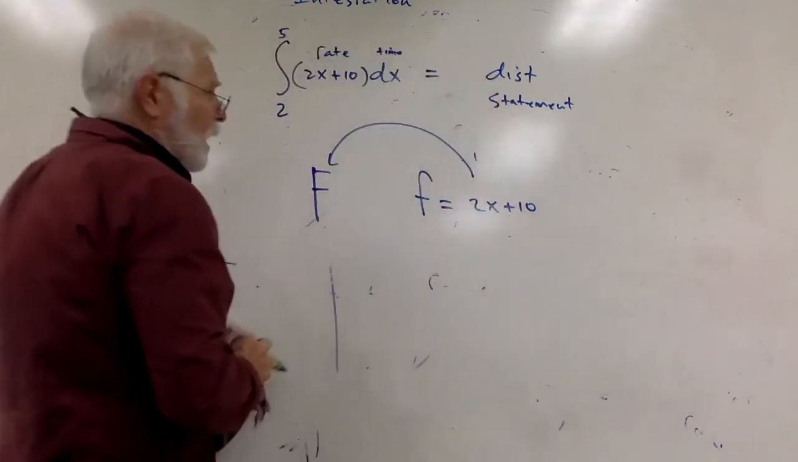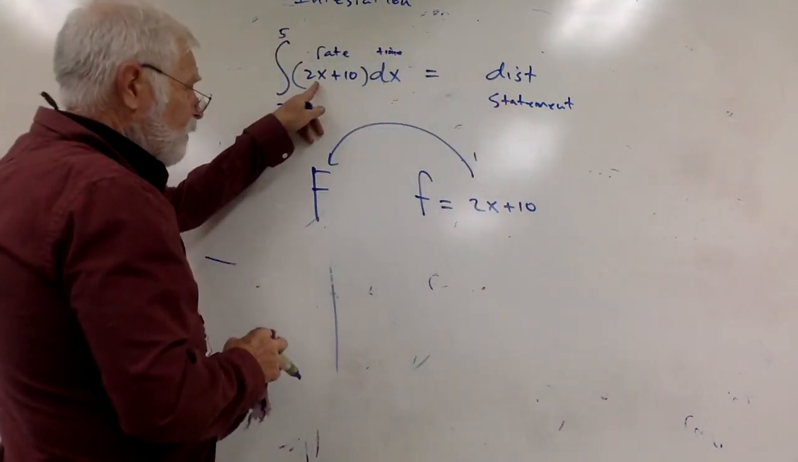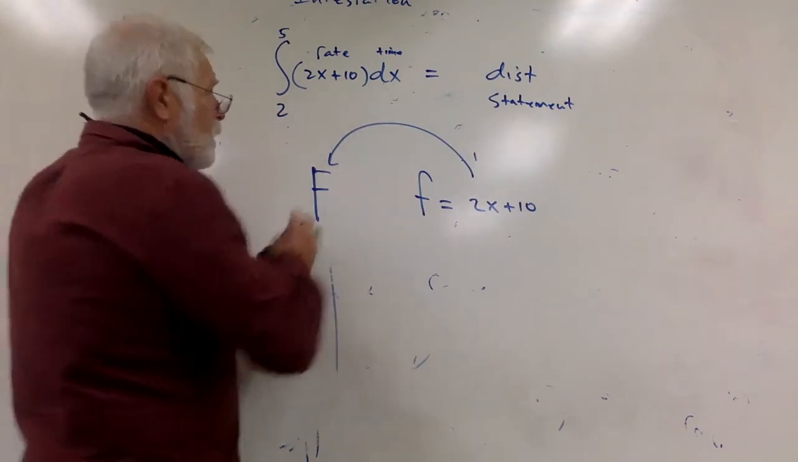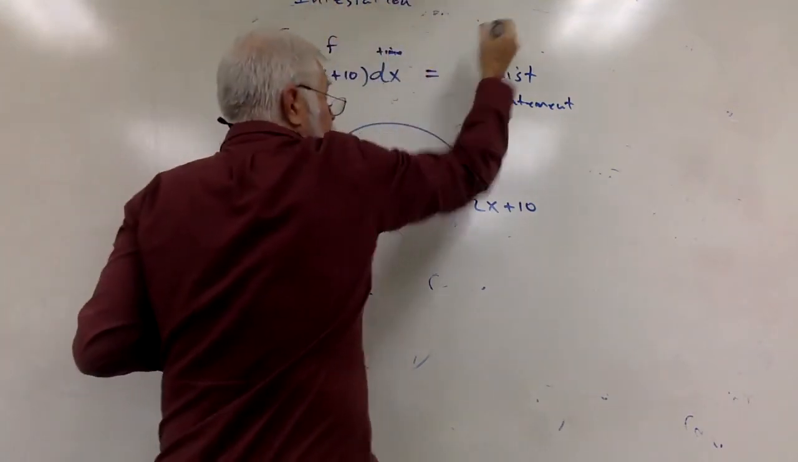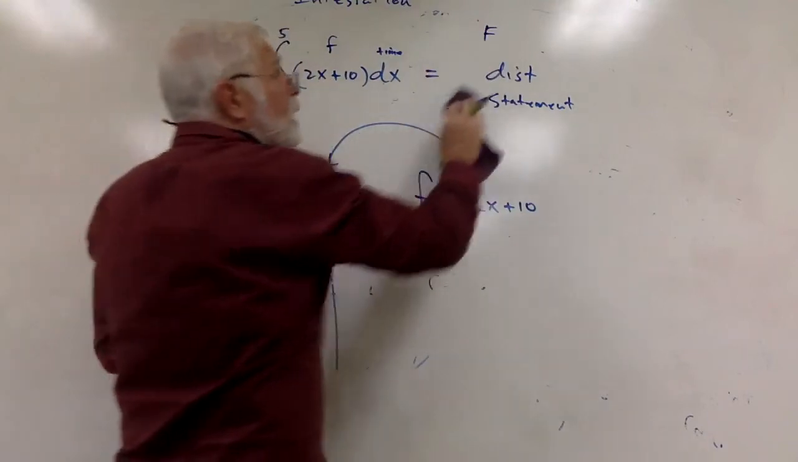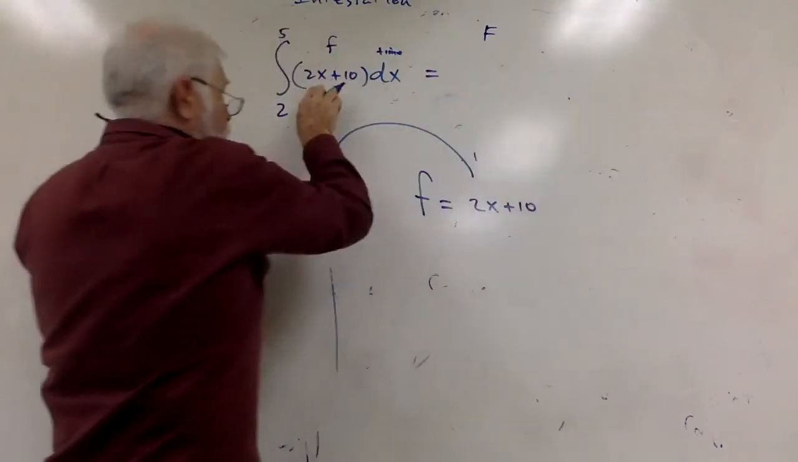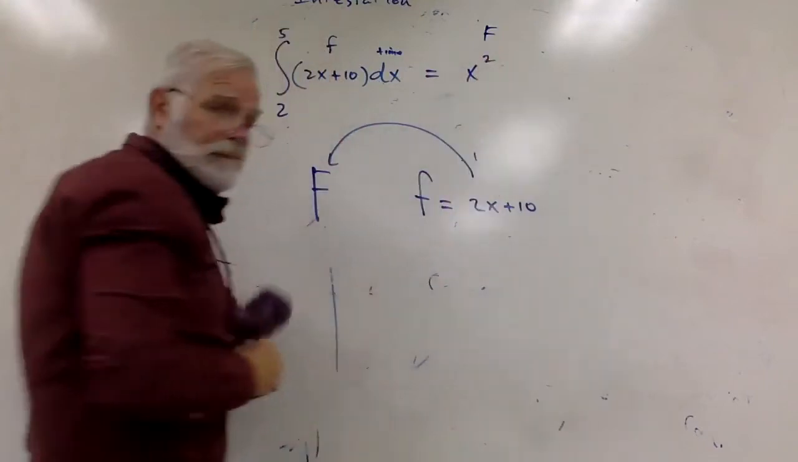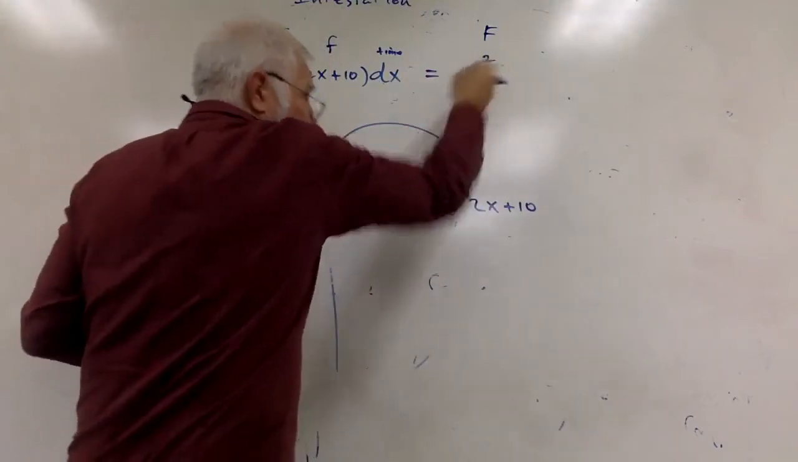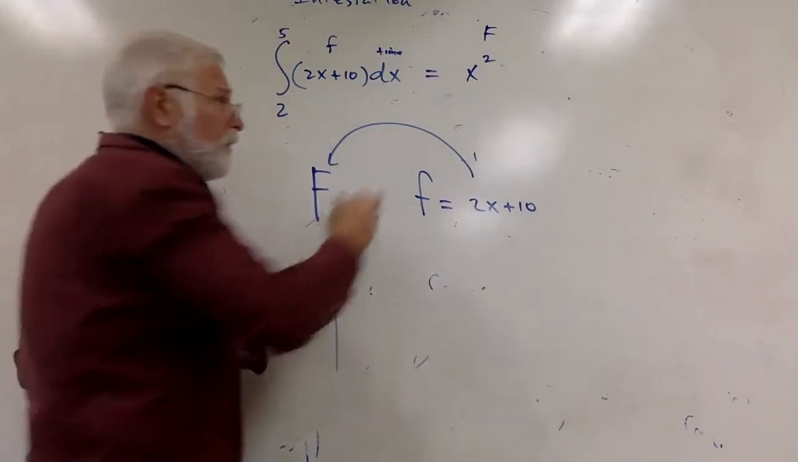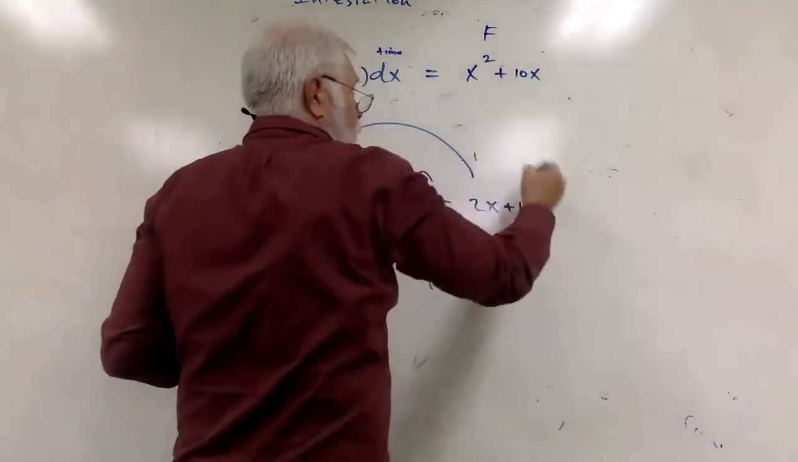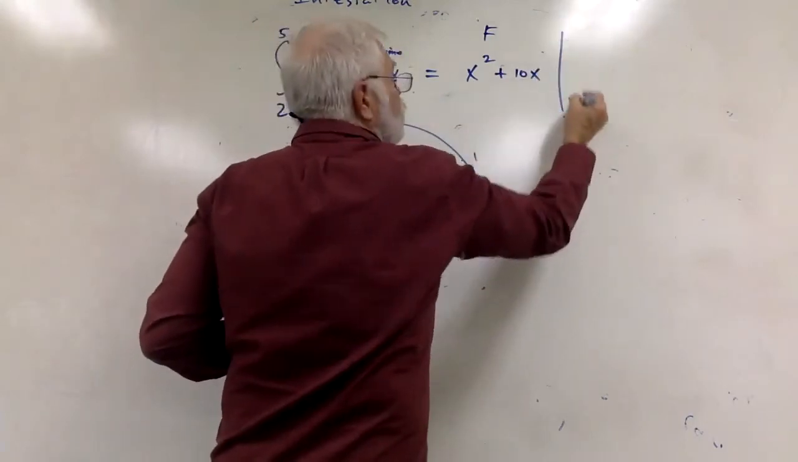All right, so how do I get from little f, which is 2x plus 10, that's little f right here, to big F? Well, what did 2x come from as a derivative? We've talked about that, x squared, right? Check it: multiply and drop 1. Constant rates come from linear functions. And I'm going to do this from 2 to 5.